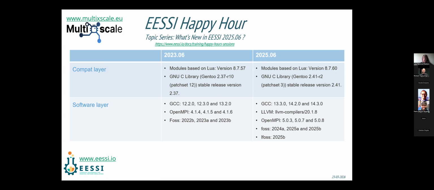For 2025.06, we now have newer toolchains with GCC 13.3, 14.2, and 14.3. We now also have an LLVM toolchain with Alphos 2025B, and we have the LLVM compilers 21.8. With 25.06, we have now also jumped to MPI 5. So that's also a major change. And then the general FOSS toolchains that we're supporting are 2024A, 2025A, and 2025B.